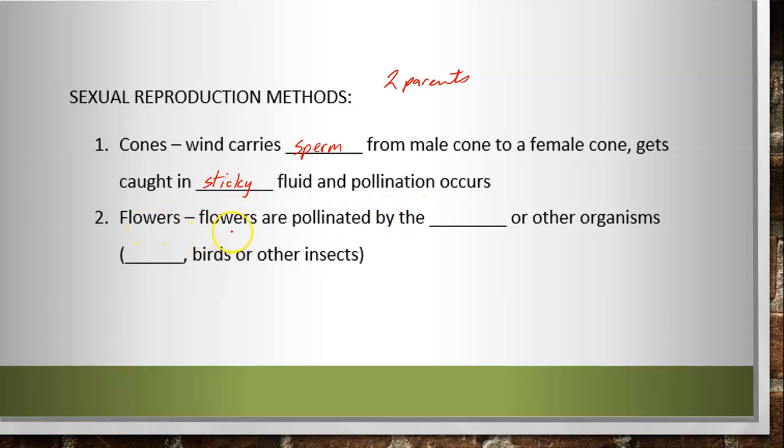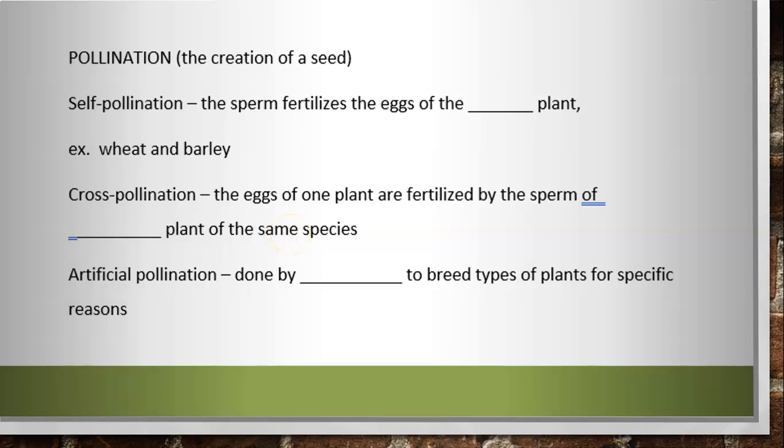Flowering plants are pollinated when wind or other organisms take the sperm, usually in the form of pollen, to the anther of another flower. This could be birds or bees or other insects, or the wind can even do it in some cases. Pollination occurs when the sperm fertilizes the eggs in the plant. If it's self-pollination, it's going to be the same plant.